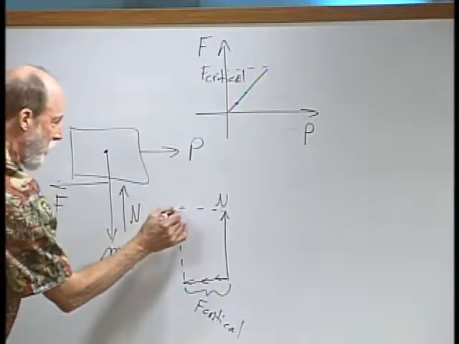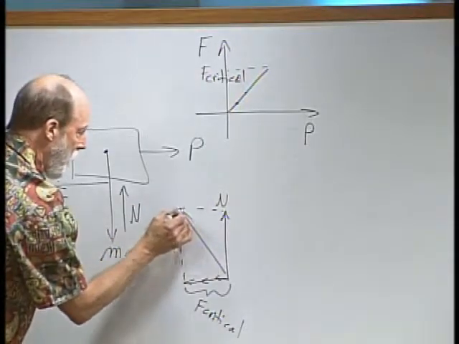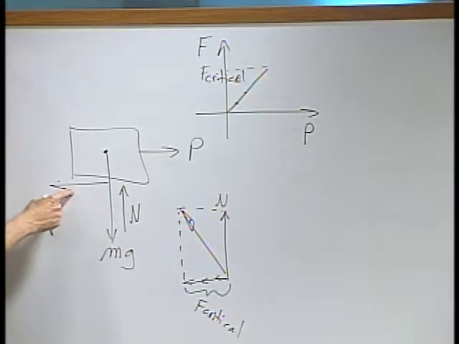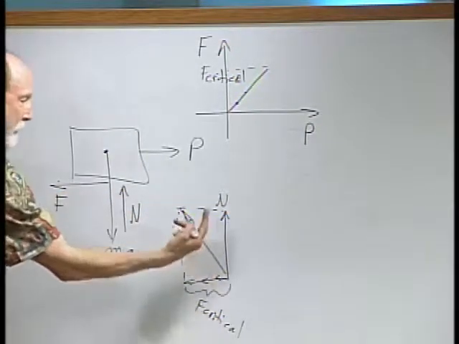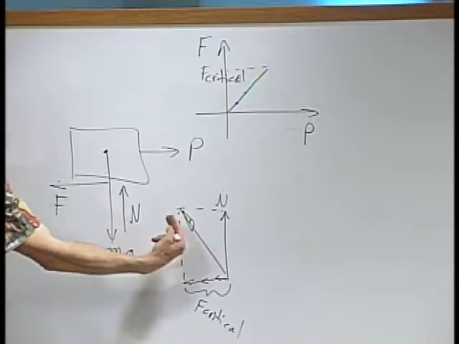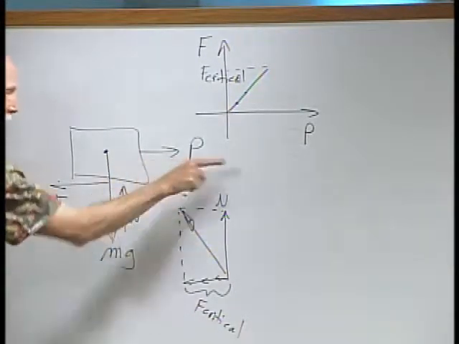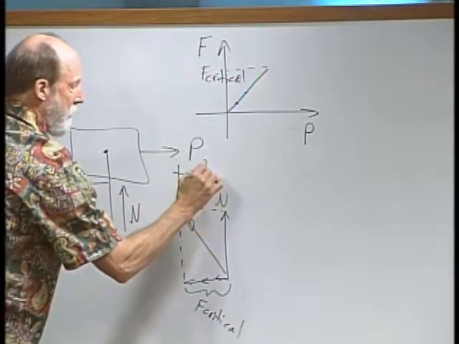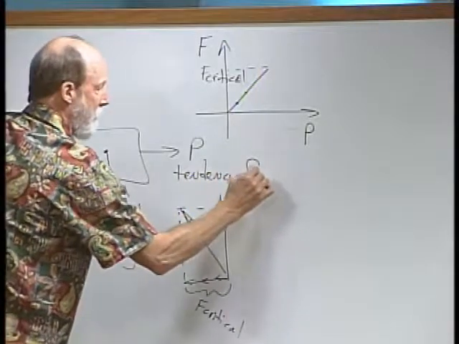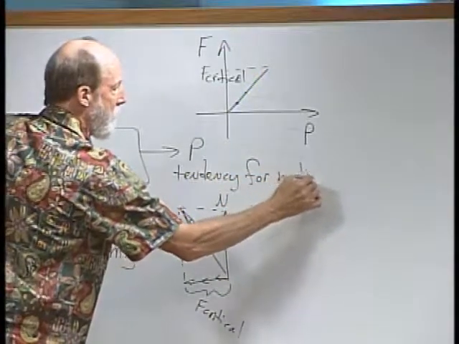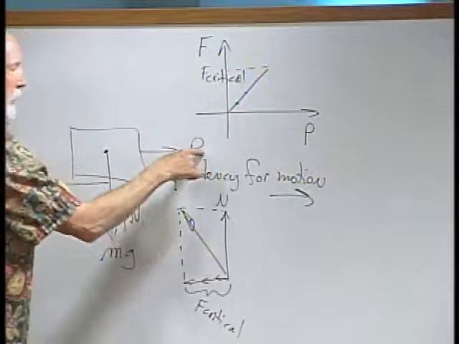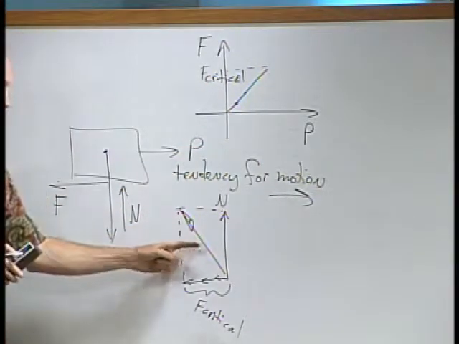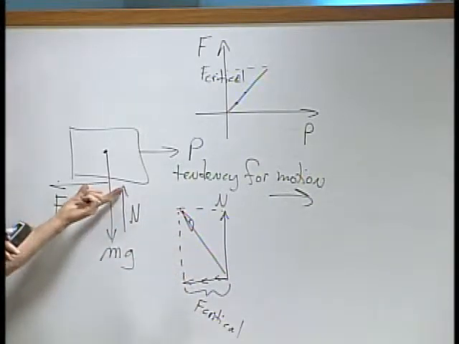That means there is a resulting force on this object in this direction, the combination of the normal and the friction force. It is up and tilted back a little bit, away from the tendency for motion. The tendency for motion created by force P is to the right. This force will gradually grow until this thing reaches a break loose point.